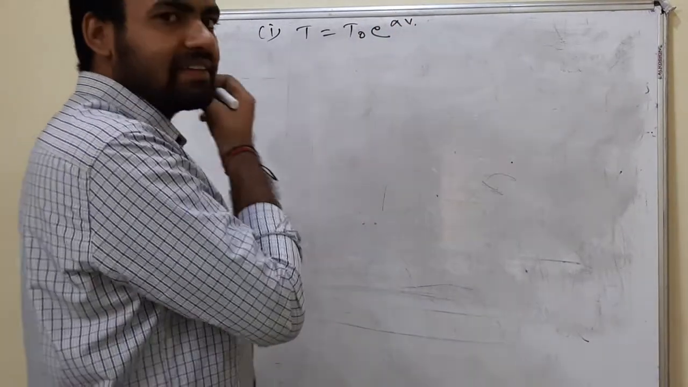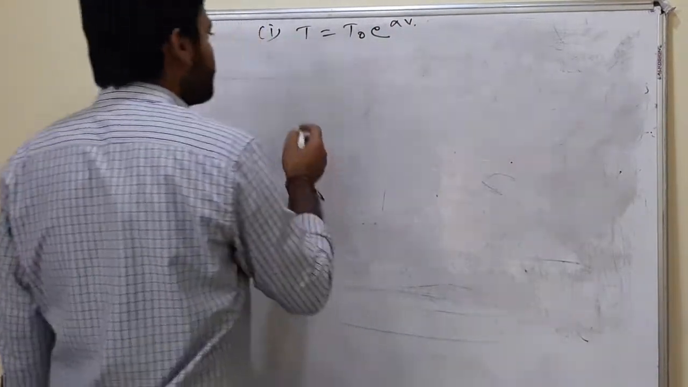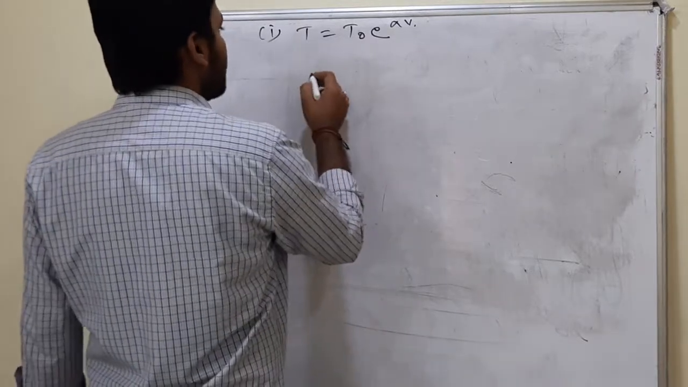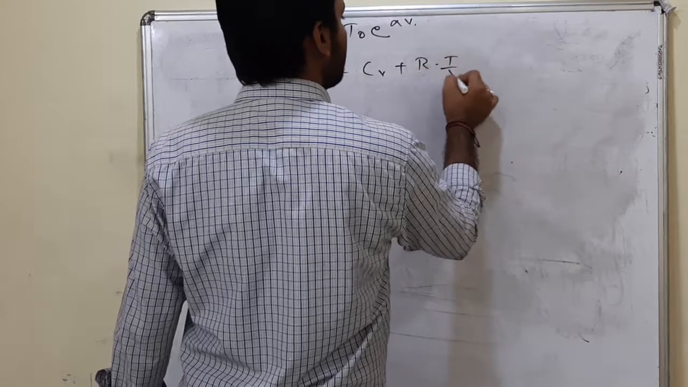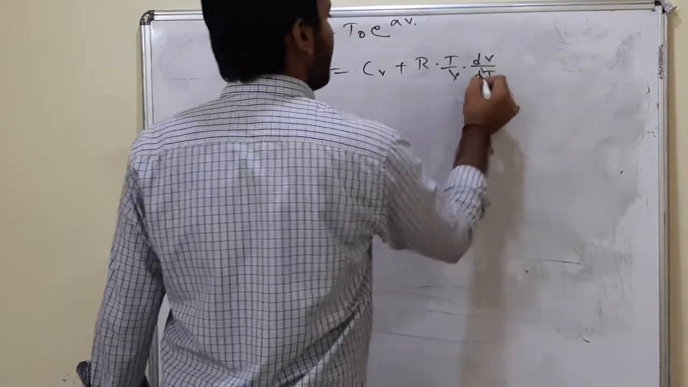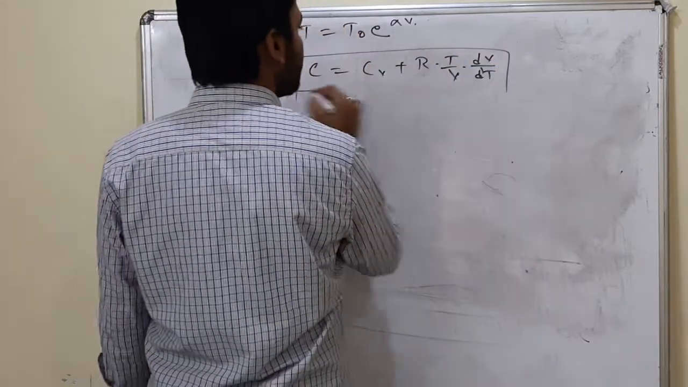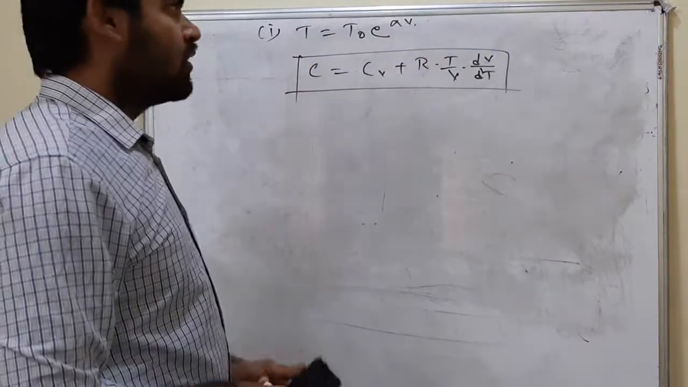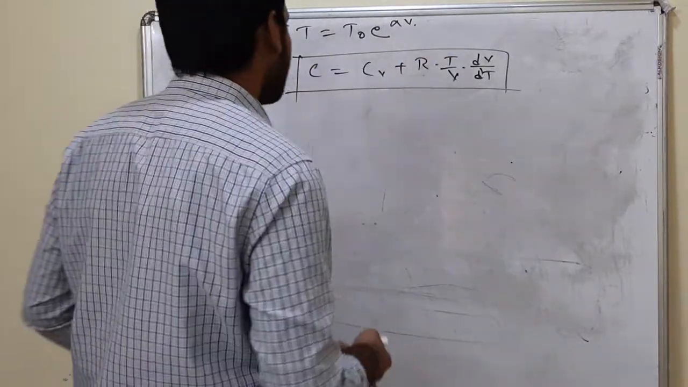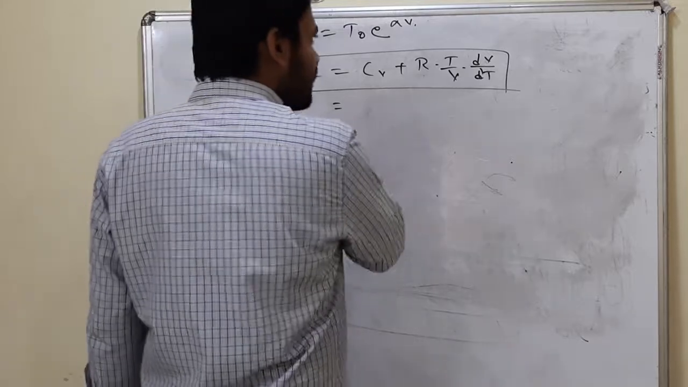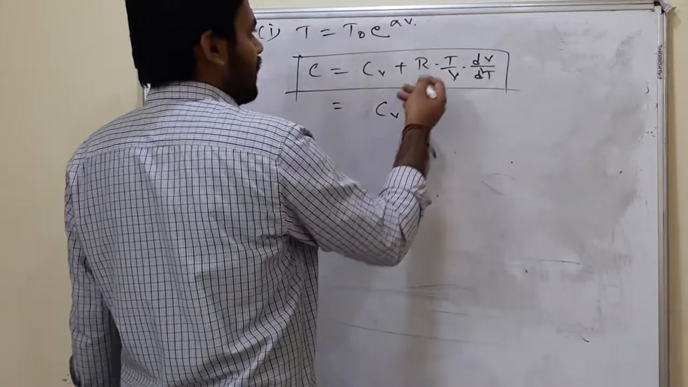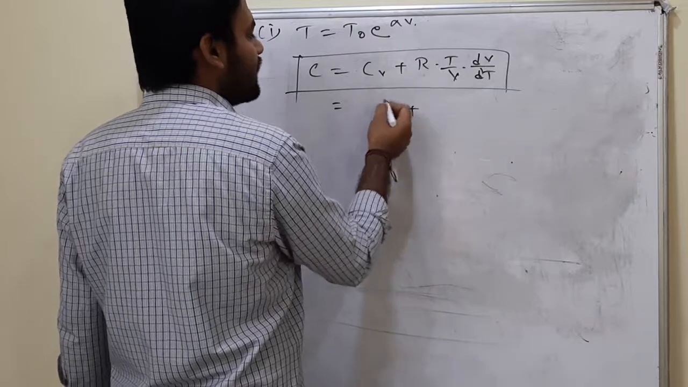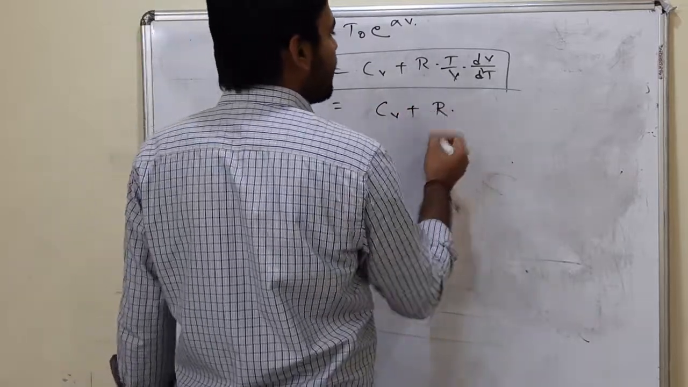Again I will use the expression which I derived in a previous video. It was C equals Cv plus RT upon V dV/dT. I had told you that this expression is very important for solving such kind of problems, so you should remember this. We should not change the term Cv, because in the question we have to find the answer in terms of Cv. And this is R and this is T.